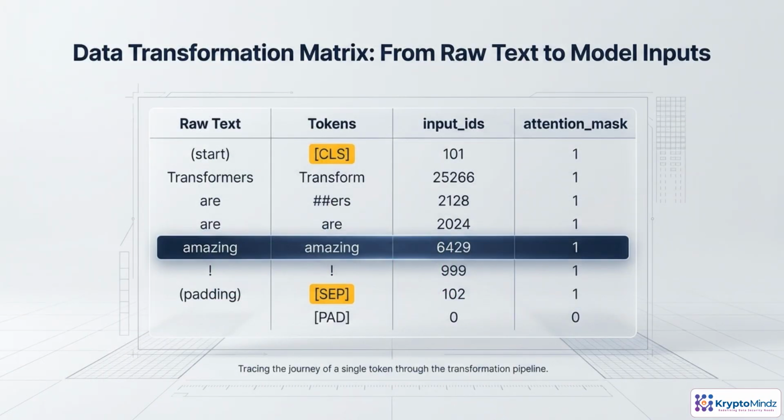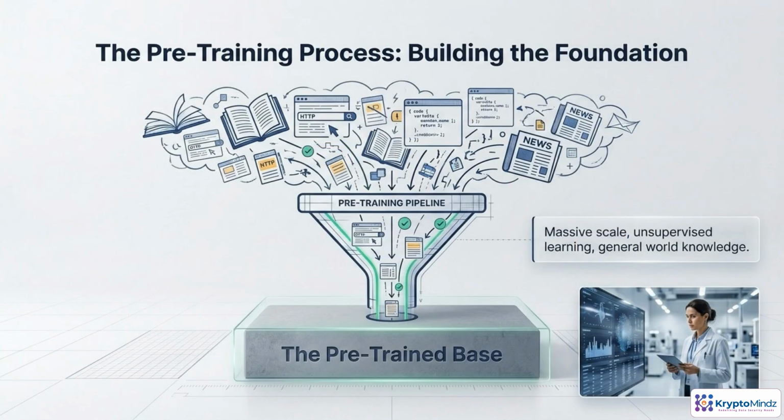Let's walk the sentence, "Transformers are amazing," through the pipeline. We start by adding a start token, CLS, then split the words into subword tokens like transform, ##ers, are, and amazing, and finally close with SEP. Each token is replaced by a fixed ID, and the attention mask marks real tokens with 1 and padding with 0. To the model, this entire sentence is just these numbers and masks, never the raw text.